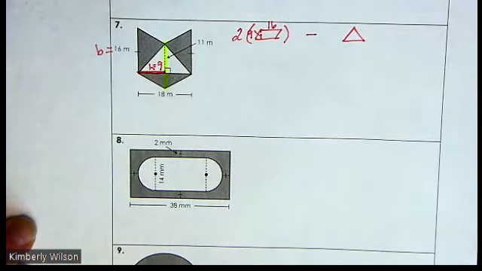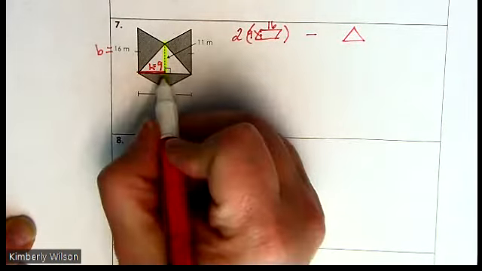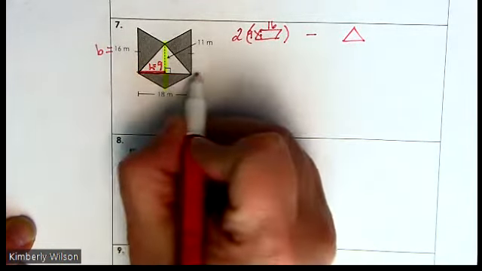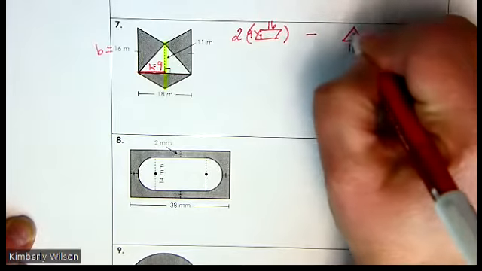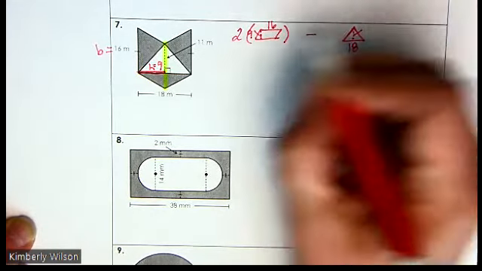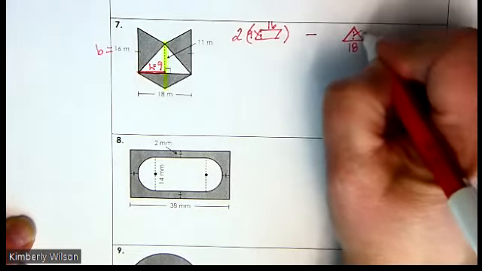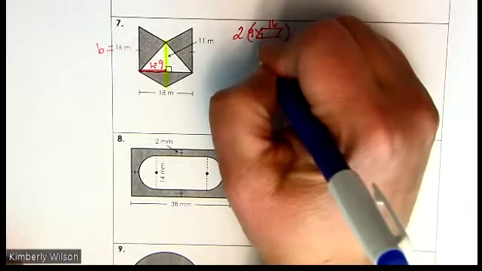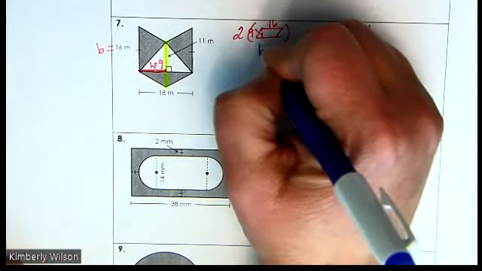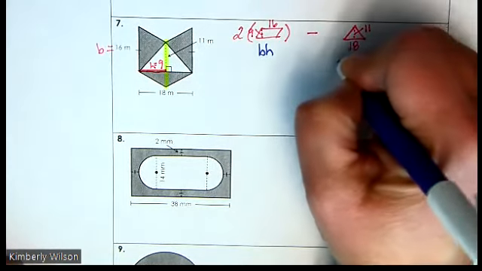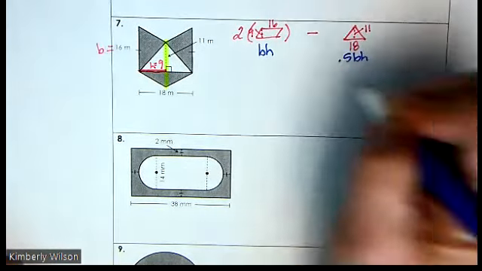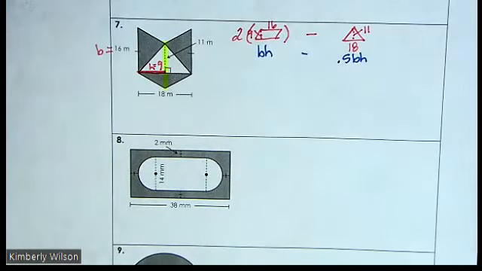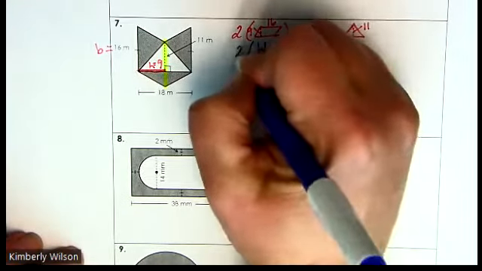Now we have the triangle. The triangle is all the way across, so that's going to be 18. And then the height of the triangle, it tells me right here, which is 11. Now that I have all of my dimensions, I'll write my formulas and we solve. So I have base times height, and this is 0.5 base times height. And we're subtracting the 2. And I actually have 2 of these.